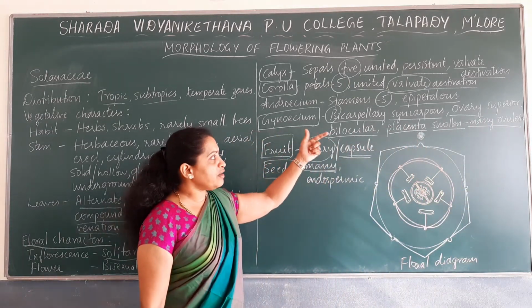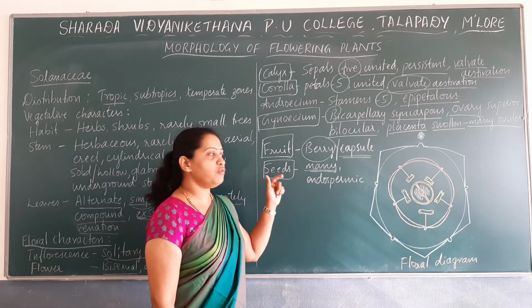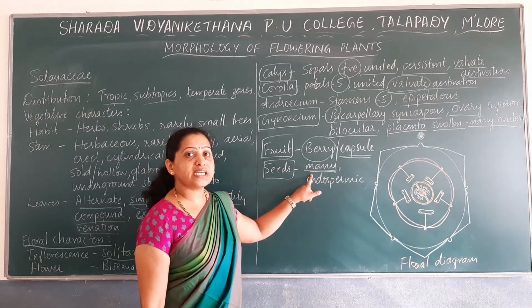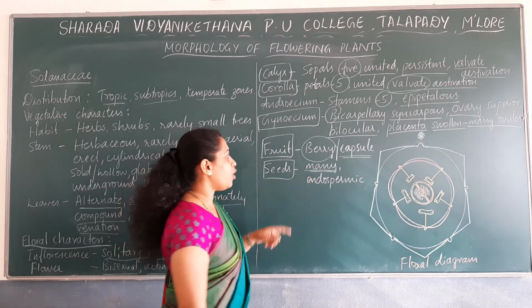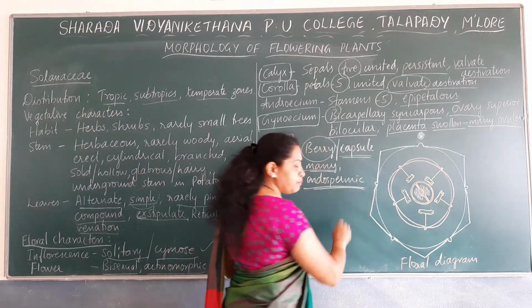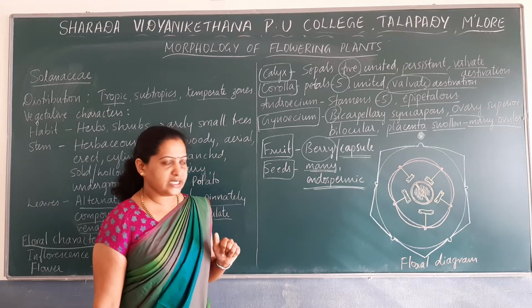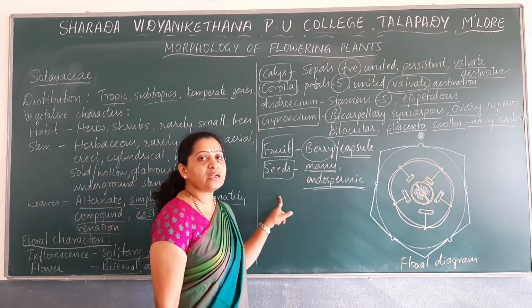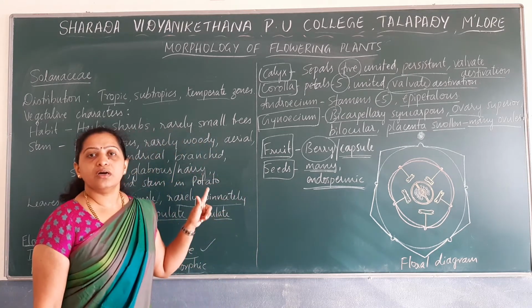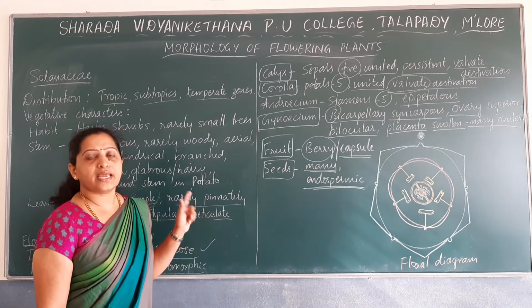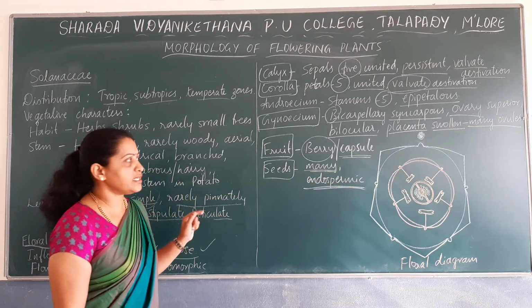So you know that the ovary will transform into fruit and the ovule will transform into seed. So the seeds found are many and all the seeds are endospermic. Endospermic means they have endosperm inside the seed. Okay, so this is how we describe the flowering plant in a scientific way.